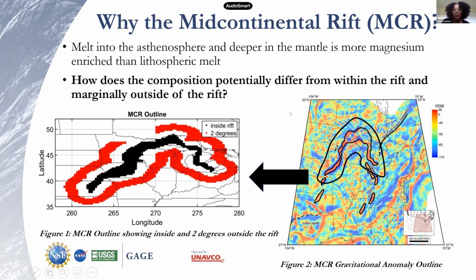And then we are looking at composition in this study specifically to see how it potentially differs within the rift, so directly underneath it, as seen in figure 1 in this black shaded area, and marginally outside of the rift, so 2 degrees outside. We were looking specifically at magnesium compositions because for melt that came from deeper in the mantle, the magnesium content tends to be a little bit higher since it is less depleted; when it rises, a lot of that gets depleted as it moves to the surface.